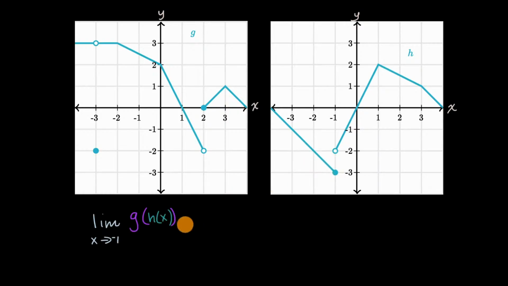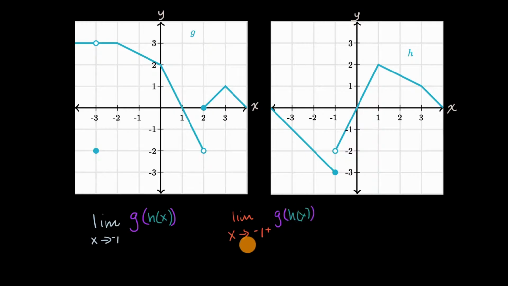So how do we figure this out? Well, what we can do is take right-handed and left-handed limits. Let's first figure out what is the limit as x approaches negative 1 from the right-hand side of g of h of x.